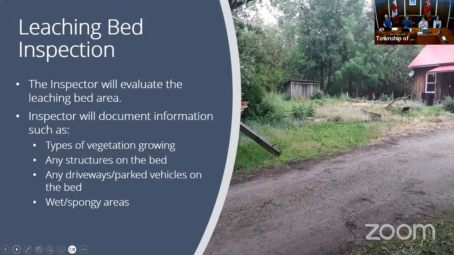And then wet and spongy areas would be a sign that the system is no longer functioning as it should be. There really shouldn't be a time where your leaching bed is saturated and wet or has any sort of sewage odors. In this picture, as much as it doesn't look like it, this is their leaching bed. It is very much under their driveway. And this led to us seeing signs that the leaching bed was not able to disperse all of the sewage because the sewage was backing up into the septic tank.